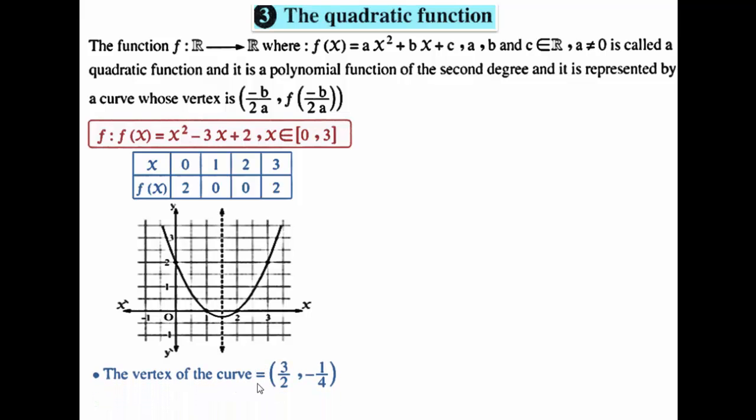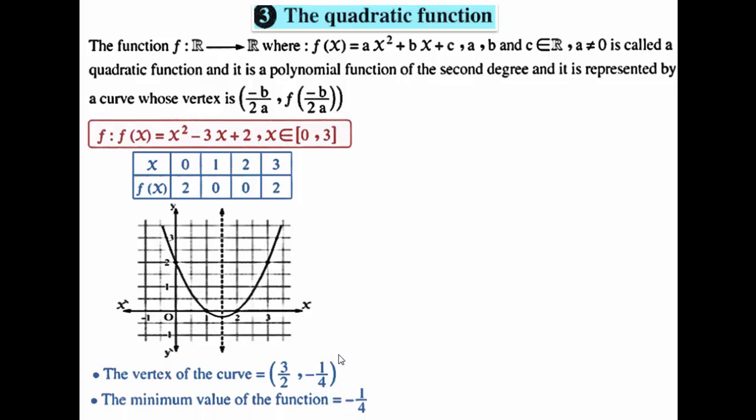The vertex of the curve here is 3.5 and negative quarter. 3.5 here on the x-axis, and on the y-axis it will be negative quarter, as shown. Drop a line segment perpendicular to the y-axis to get negative quarter. Then the vertex of the curve will be the ordered pair 3.5 and negative quarter.